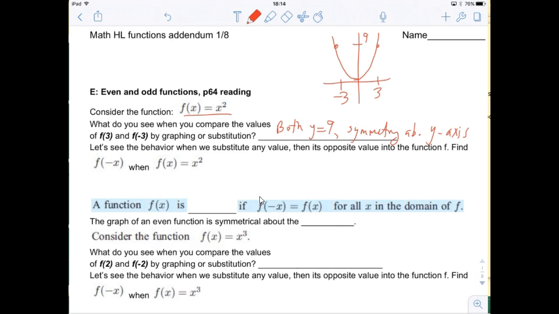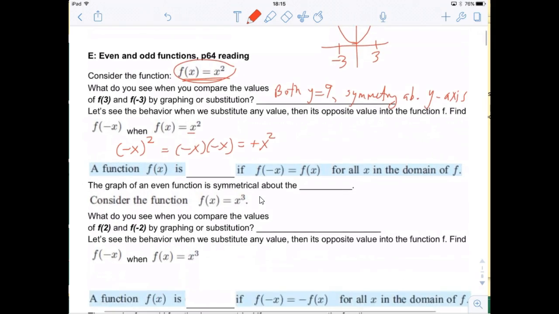So we know that if you put x into the function x squared, you get x squared. But what do you get if you put in negative x into the function x squared? We put negative x in for x, and we get negative x times negative x, which is equal to positive x squared. You see, you get the exact same thing out as when you substituted in regular x.